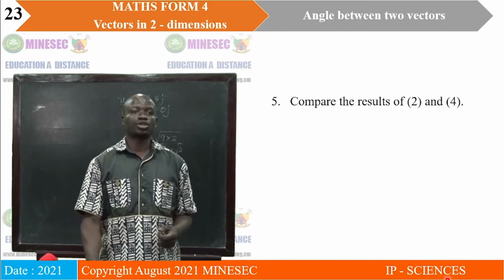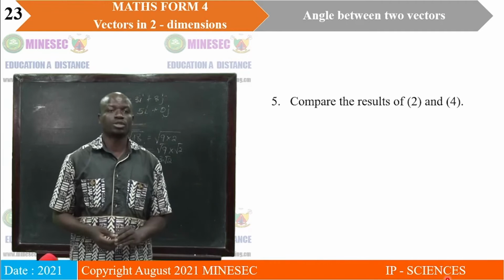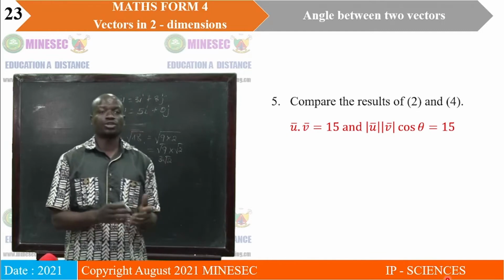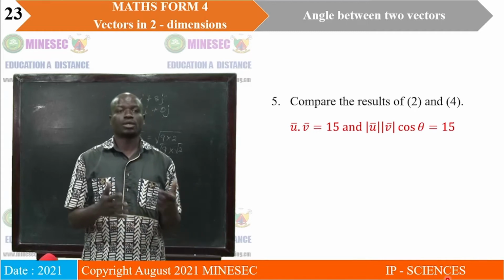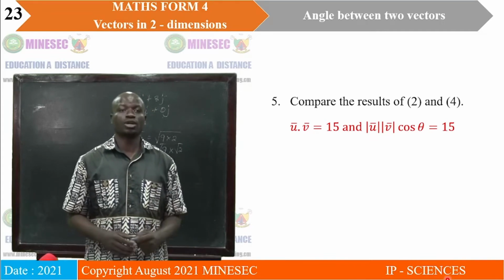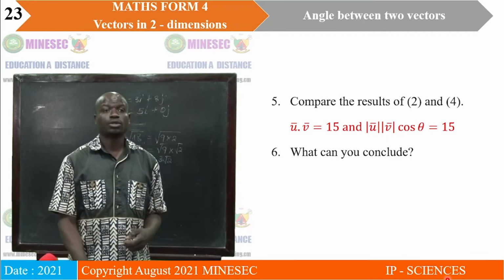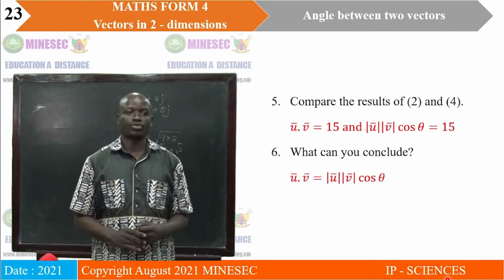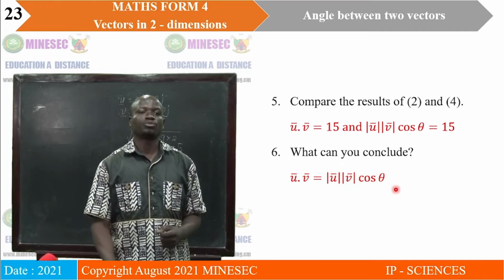So now the next question is for us to compare the results in task 2 and when we did it in task 4. We discovered that both answers were 15. We calculated u dot v, and the answer was 15. We've just calculated the magnitude of u times the magnitude of v times cosine theta, and it has also given us 15. So what can we conclude? We can conclude that u dot v is equal to the magnitude of u times the magnitude of v, cosine theta. So this is the formula we can use whenever we want to calculate the angle between two vectors.